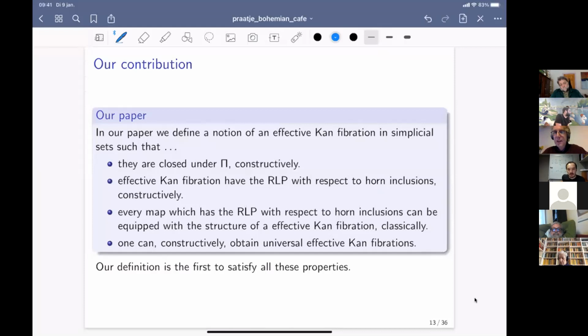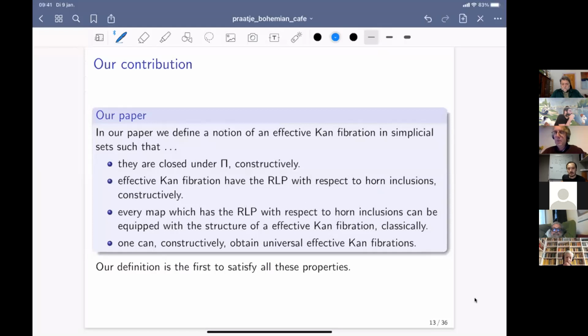Then another thing is that we want the definition of an effective cofibration to be correct, to make sure that it agrees with the classical notion of a cofibration. So the standard definition that you find in textbooks on homotopy theory is that it has the right lifting property. There are maps in simplicial sets which have the right lifting property against horn inclusions.